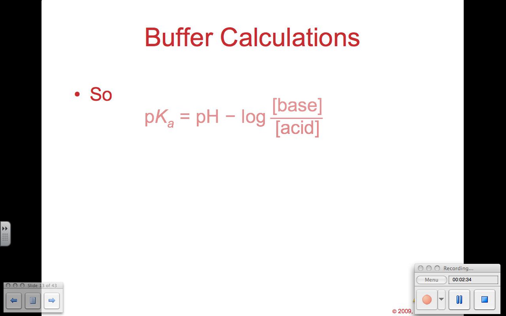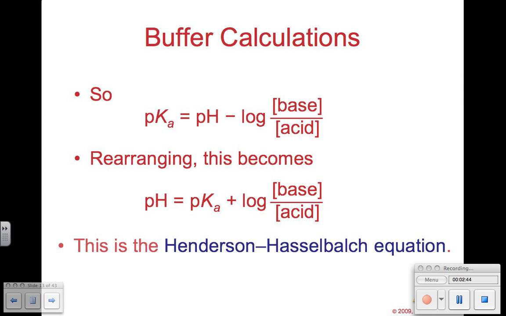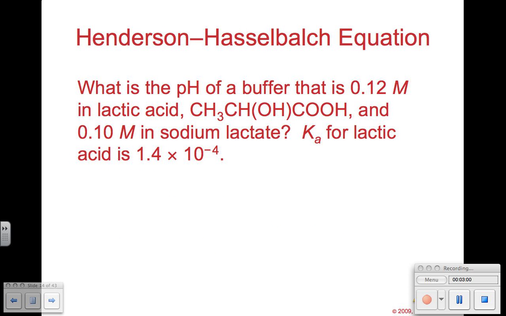So basically pKa is equal to pH minus the log of the base over the acid. Rearrange this a bit, so we move things around to get rid of the negative sign. So pH is equal to pKa plus the log of the concentration of the base over the acid. This is the Henderson-Hasselbalch equation.